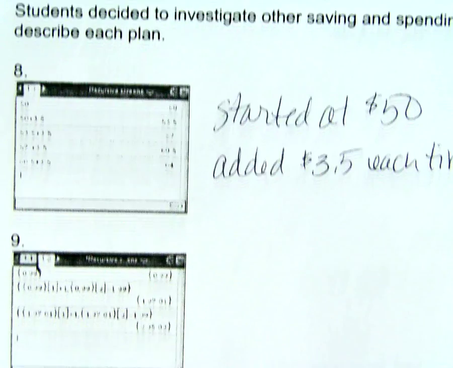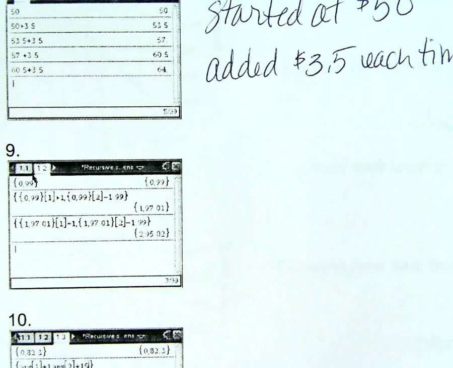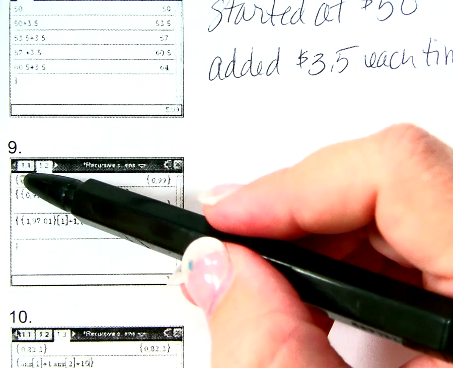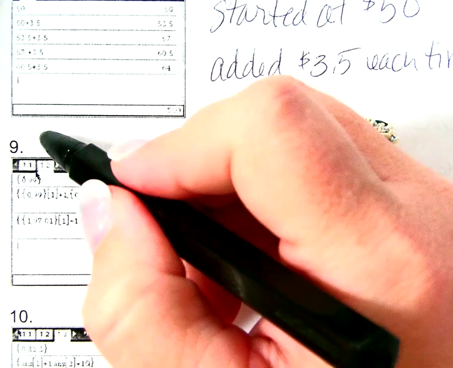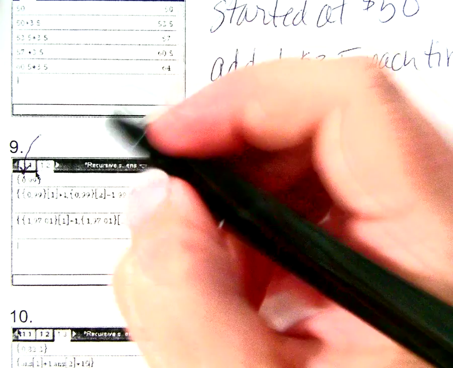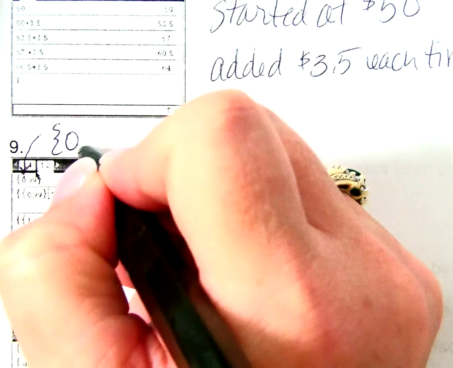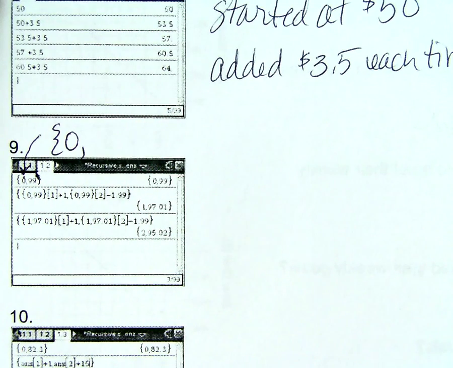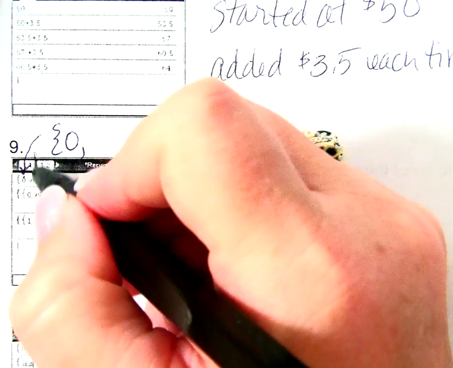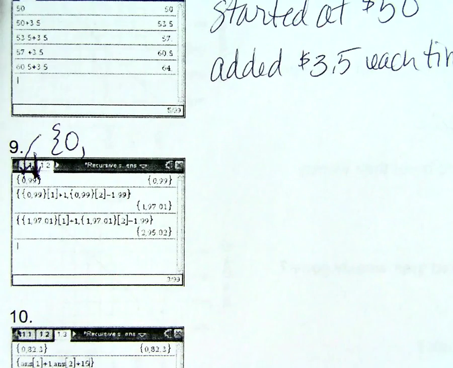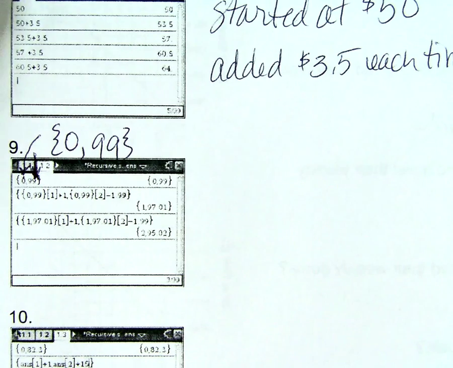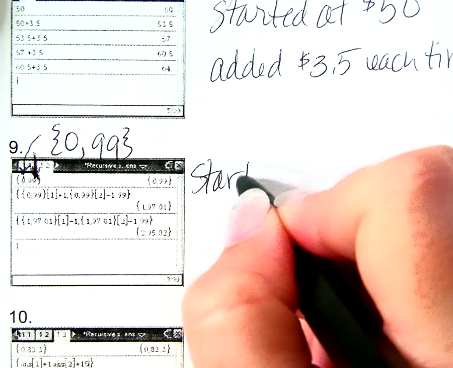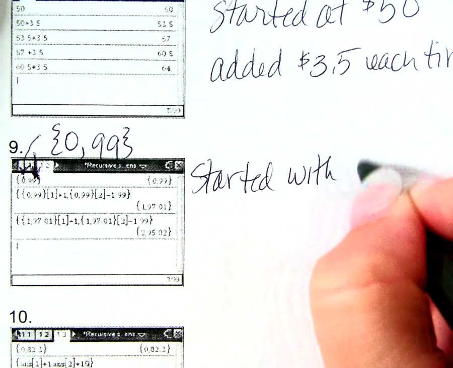Okay. So what about 9? Ooh, 9 gets weird. Look, that's not a parenthesis, is it? That's a bracket. So let me explain this real quick, and it'll help with the rest of them. That first 0 is like time is 0. And that number right there is how much we had when time was 0. So what did we start with? Started with $99.